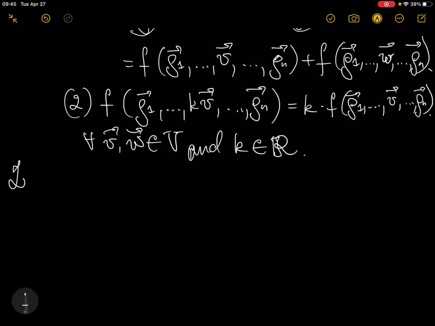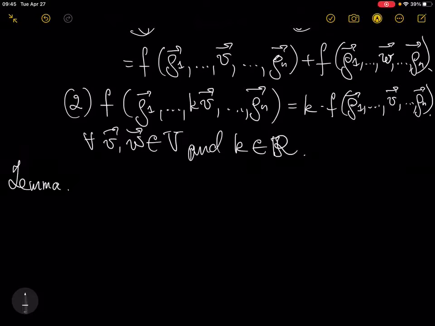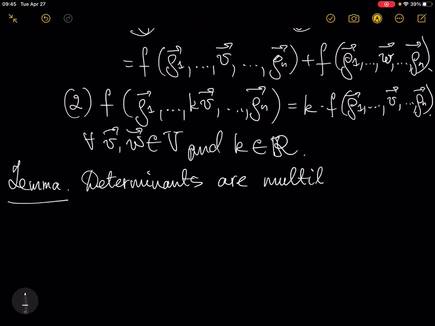The next statement, of the next lemma, is practically the answer to your question, right? So determinants are a special case of multilinear function. Okay? Is it clear or not?